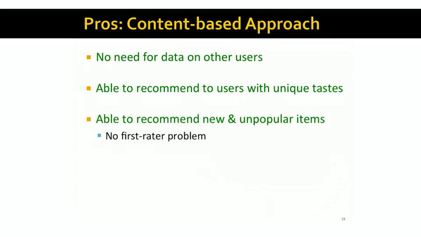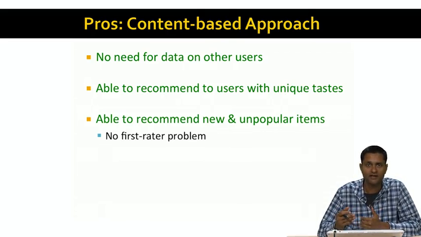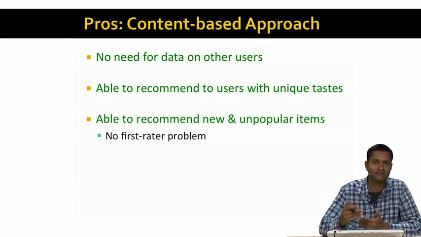A third pro is that we are able to recommend new and unpopular items. When a new item comes in, we don't need any ratings from users to build the item profile. The item profile depends entirely on the features of the items and not on how other users rated the item. So we don't have the so-called first rater problem that we'll see in the collaborative filtering approach. We can make recommendations for an item as soon as it becomes available.